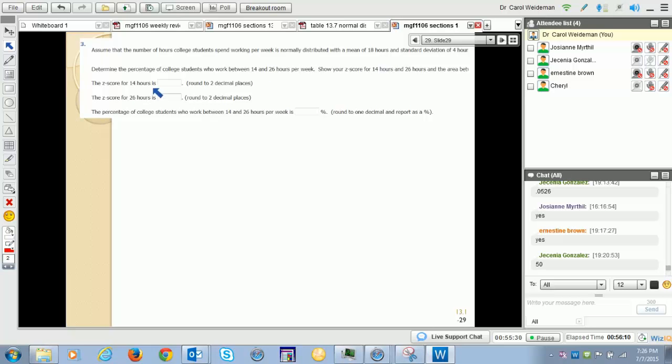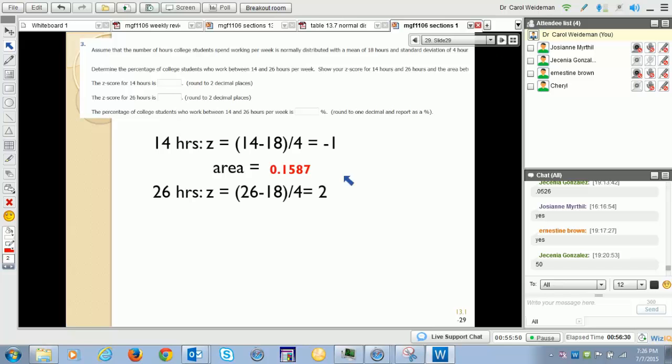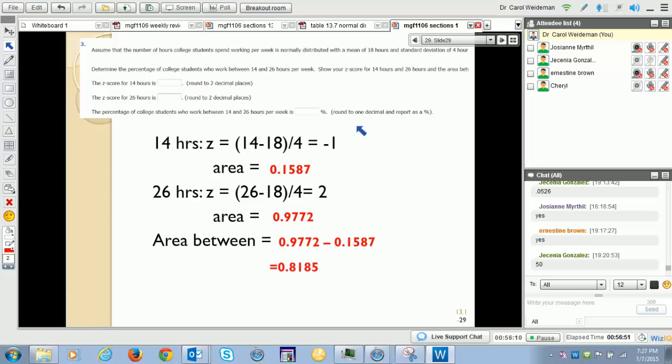So what's the z-score for 14? 14 minus 18 divided by 4 gives us negative 1. So that's going to go here. And the area to the left there, if you look it up on the table, is 0.1587. And then we're going to do 26. Z-score is 2. And the area to the left is 0.9772. And the area between is 0.8185. This is the same numbers we had before. So we expect about 81.85% of the students to work between 14 and 26 hours per week.